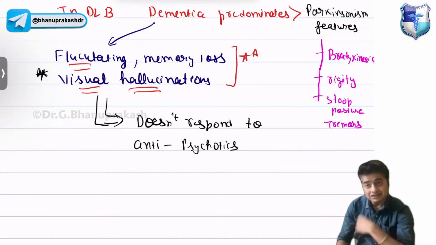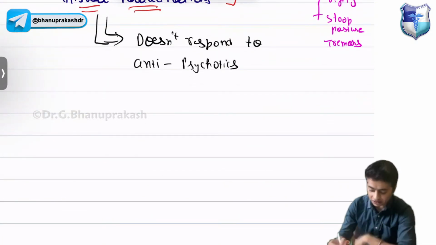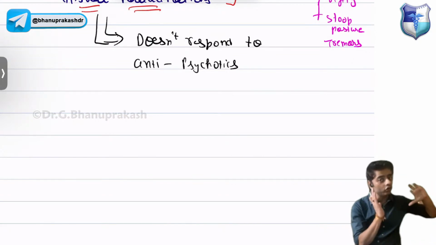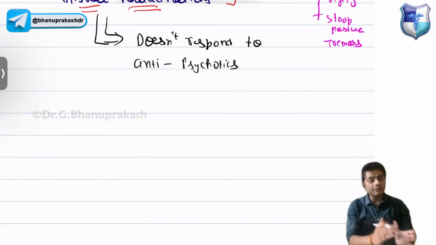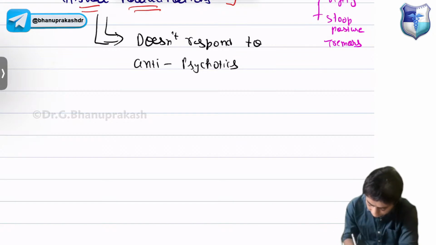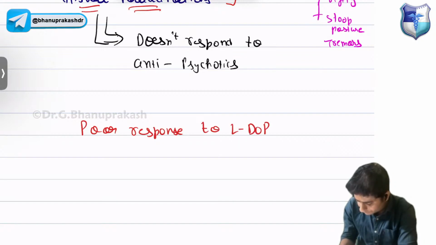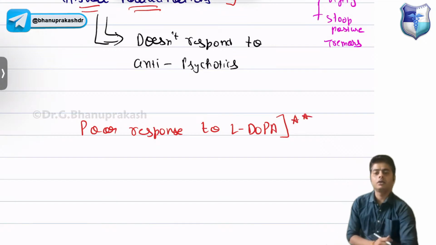And as it is a Parkinson plus syndrome, generally Parkinson patients respond very well to levodopa. But as this is a Parkinson plus syndrome, there is a poor response to levodopa.